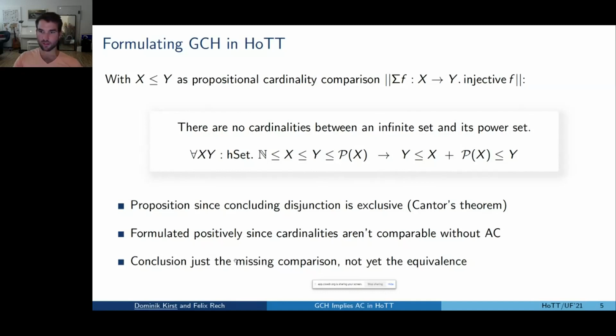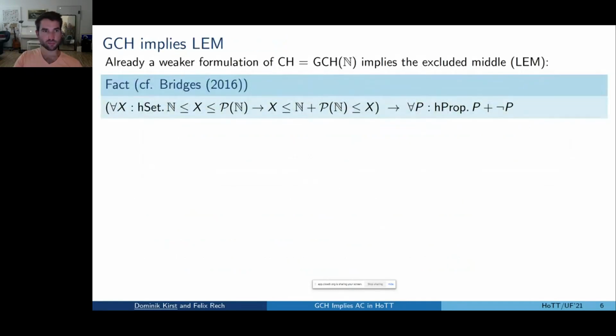And then at first glance, this might look a bit weak, because normally one could also say that one of the cardinalities here must be equal. And here we observed, and then also found published, that already a weak formulation of the continuum hypothesis implies excluded middle. So as soon as you assume the continuum hypothesis, you get classical reasoning available, and then the structure is a bit easier. So we will see this in a second. So first, let's have a look at the statement.